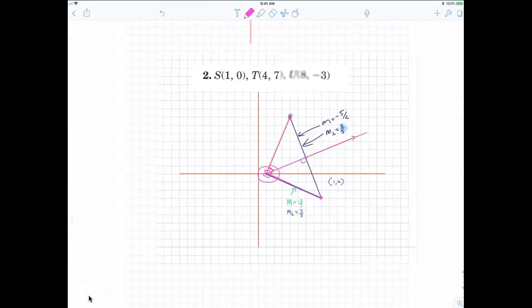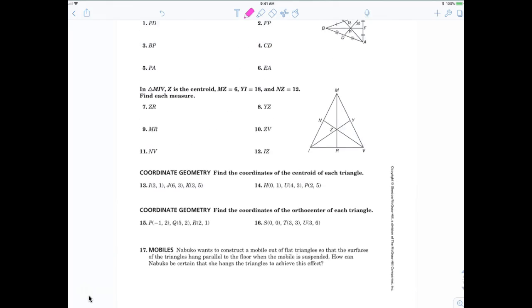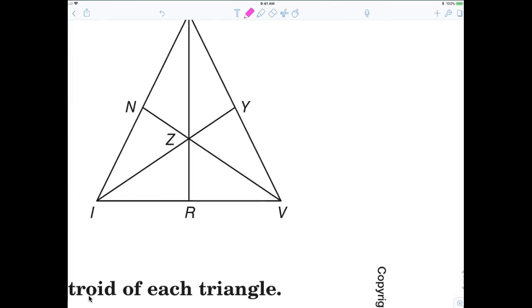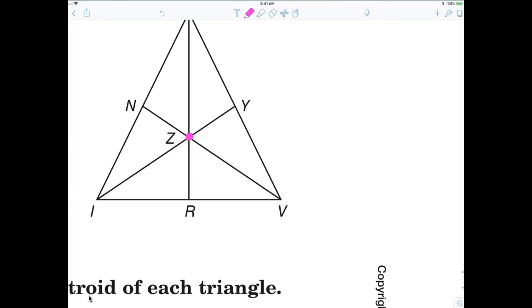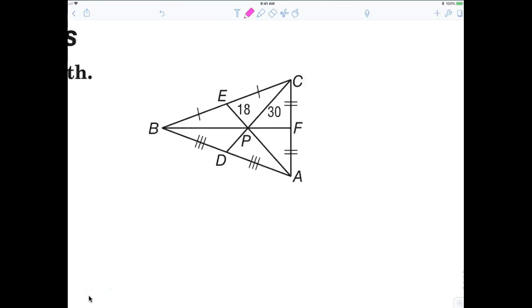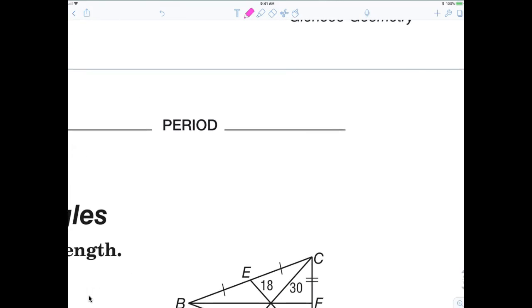Just like this centroid right here, this is called the centroid because those three medians intersect at that point. The circumcenter is where the three perpendicular bisectors intersect. The incenter is where the three angle bisectors intersect. There are four centers.